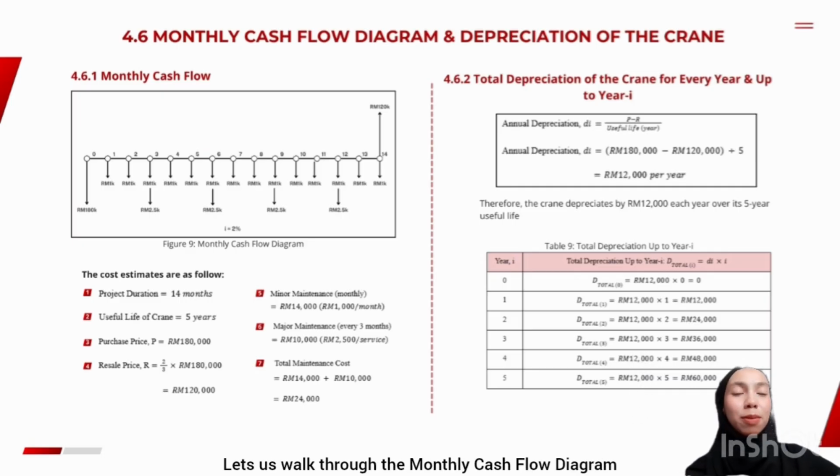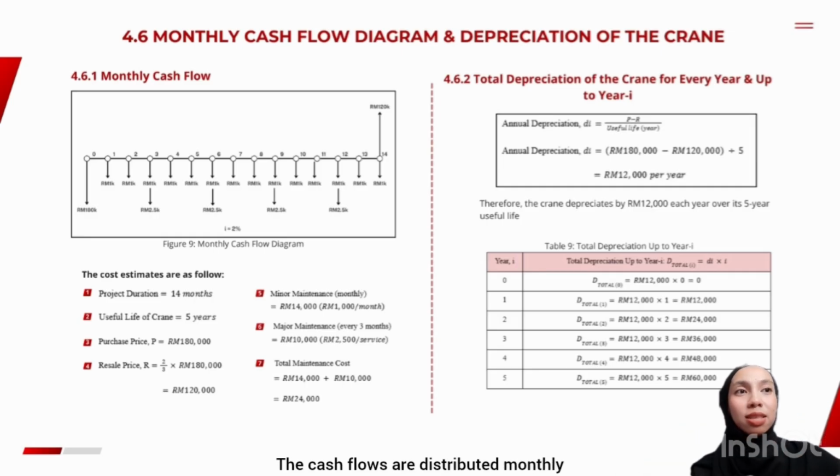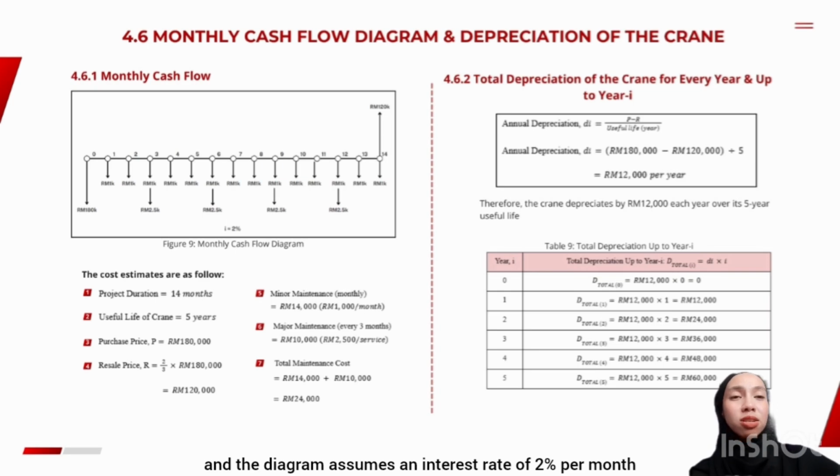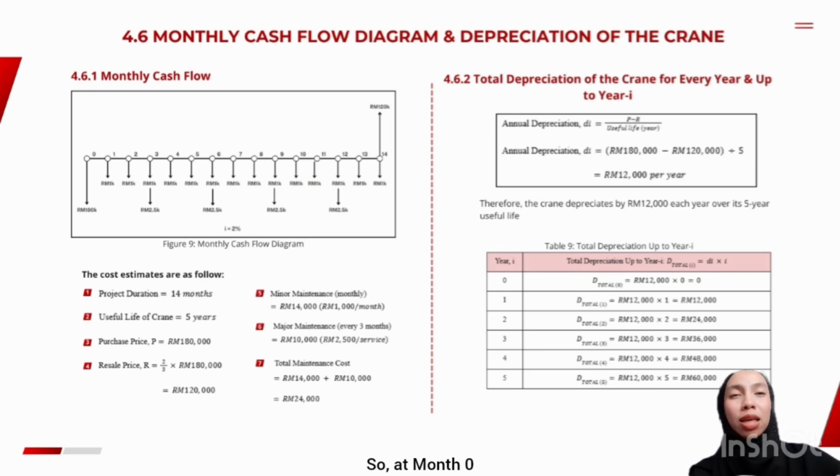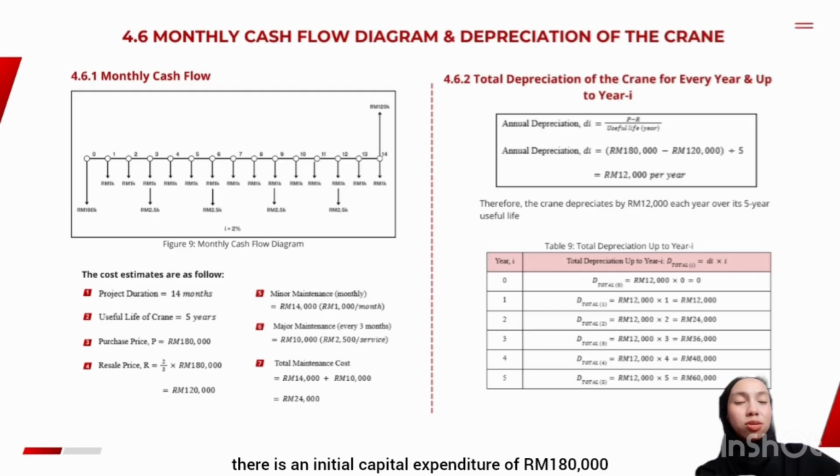Let us walk through the monthly cash flow diagram for the crane over the project period. The project has a total duration of 14 months, as shown along the horizontal axis. The cash flows are distributed monthly and the diagram assumes an interest rate of 2% per month. At month 0, there is an initial capital expenditure of 180,000 ringgit, representing the purchase price of the crane.